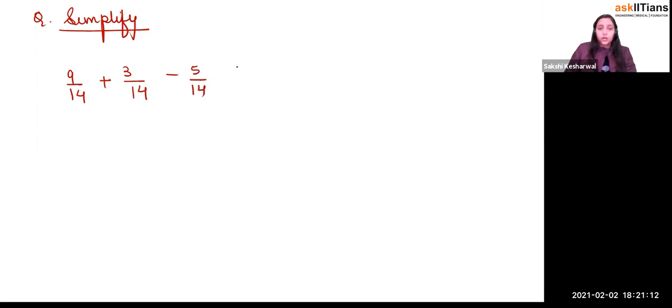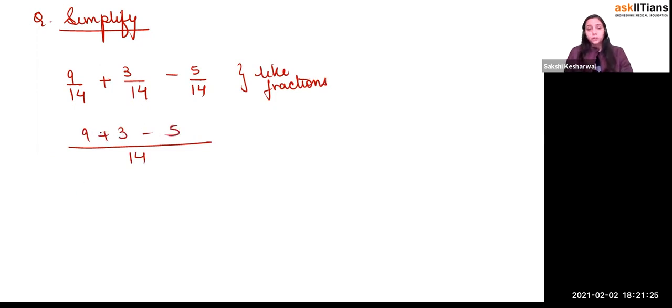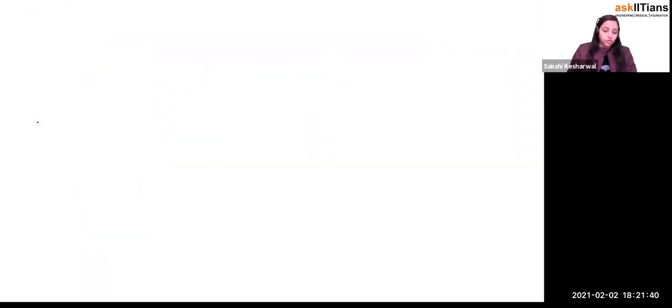What you have to do, all of them are what? Like fractions. You don't have to take the LCM, right? All of them are like fractions. So you just have to keep 14. So it is 9 plus 3 minus 5. Here you have to do what, beta? 9 plus 3 is 12. 12 minus 5 is what? 7. So 7 upon 14, and it can be further simplified. Divide by 2, divide by 2. So this is equals to 1 by 2. Right. I will be doing more questions on it.